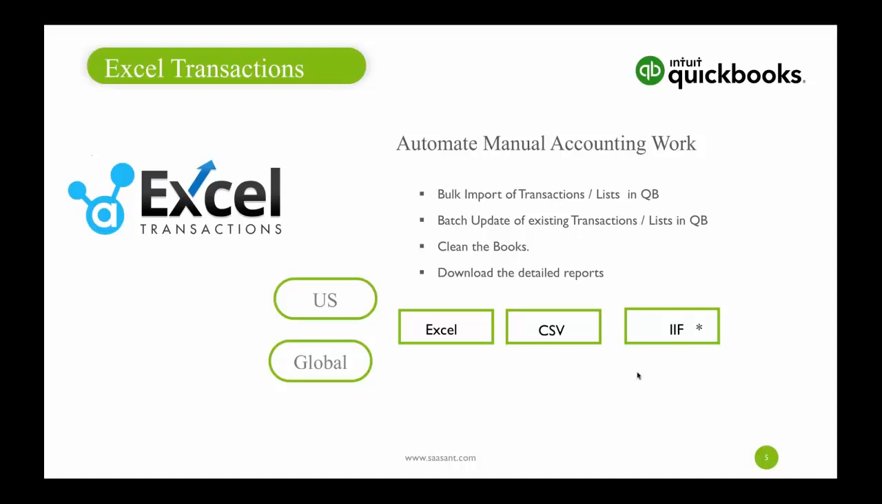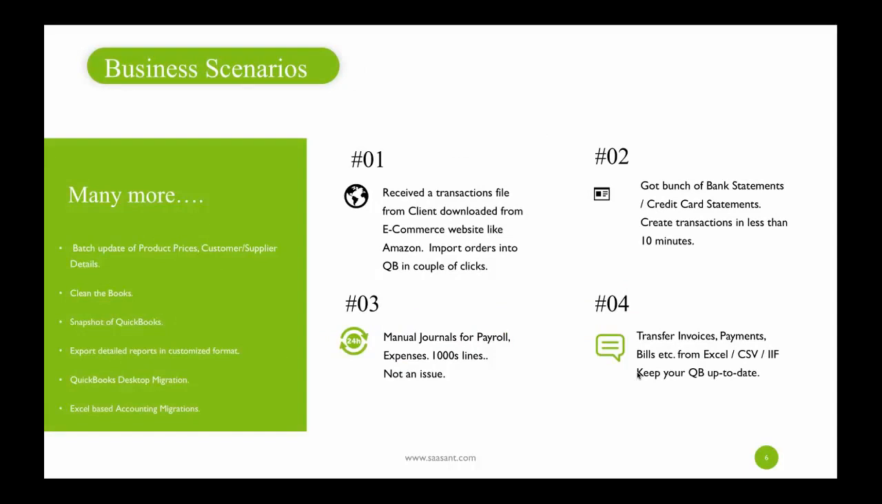You need detailed documents or reports for each and every different transaction from invoice to journal entry. Excel Transaction is the place to go for. And Excel Transaction supports online versions like US, UK, Canada, and rest of the global regions. And it supports file formats Excel, CSV, and IIF files. So here are some use cases for which you can use Excel Transaction.